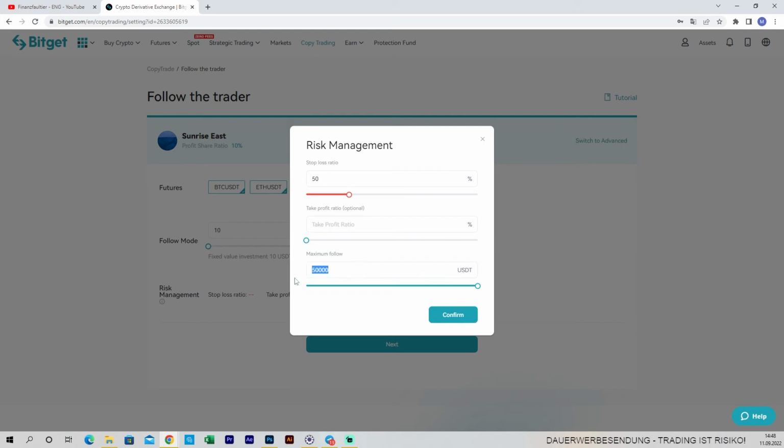The maximum follow is basically what you are willing to risk with him trading the capital. So with me having 50,000 in there, I basically have all my eggs in his basket, so to say. He can do whatever he wants, because I mean, $10 per trade up to $50,000. That means you can have 5,000 different trades open at the same time, which will not work because I only have $500 in the balance, but you know what I'm saying.